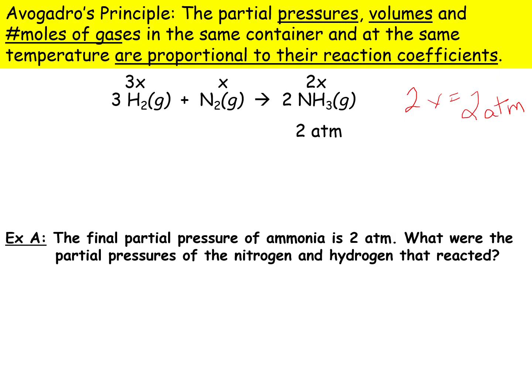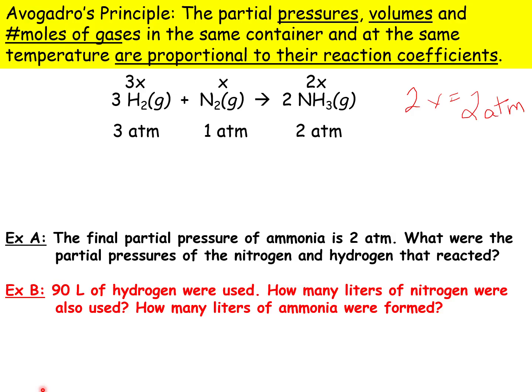All right, so it says the final partial pressure of ammonia, NH3, is 2 atmospheres. What were the partial pressures of the nitrogen and hydrogen that reacted? So if 2X equals 2 atmospheres, that means that 1X, the nitrogen, would be 1 atmosphere, and 3X would be 3 atmospheres. So the math is really easy. It's the concept that people have a little bit of trouble with. All right, so let's go on to another example.